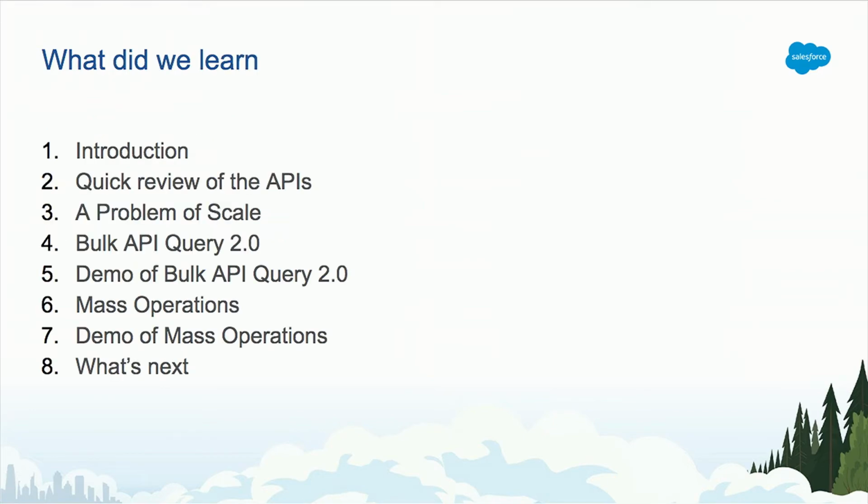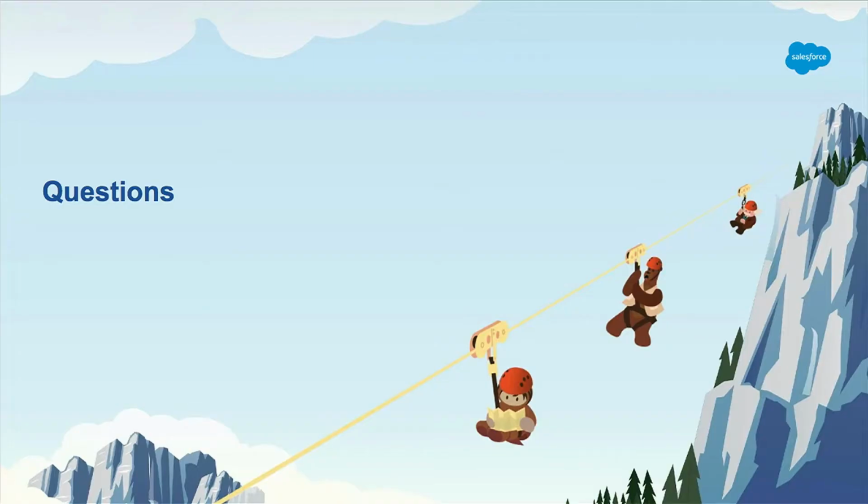So just a final recap before we get into questions. We had a quick review of the APIs. We talked about scale, the different flavors of the APIs, bulk API version 1, and what we're trying to improve your experience with in version 2. We talked about query and went through a demo. We did mass operations and went through a demo with that as well, and talked about what's on our roadmap next. So we've got 5 minutes and 20 seconds. Let's go ahead with questions.